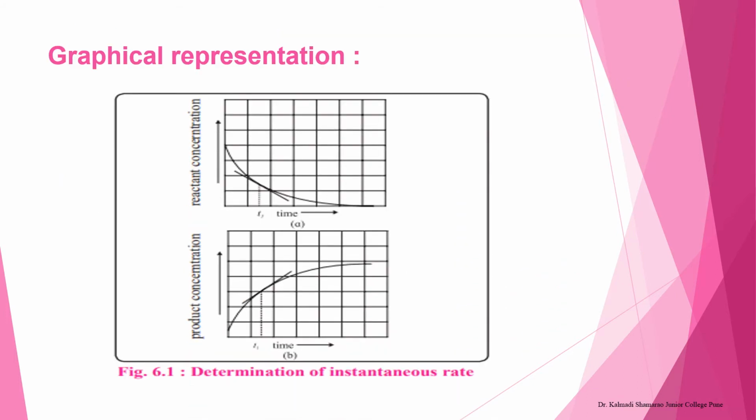This is the graphical representation for determination of instantaneous rate. In this figure 6.1, a tangent drawn to the curves at time t1 gives the rate of reaction. The slope thus obtained gives the instantaneous rate of the reaction at time t1. The instantaneous rate dc by dt is represented by replacing delta, that is triangle, by derivative dc by dt in the expression of the average rate. In chemical kinetics, we are concerned with instantaneous rates.